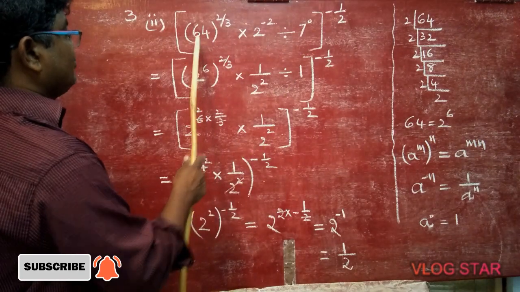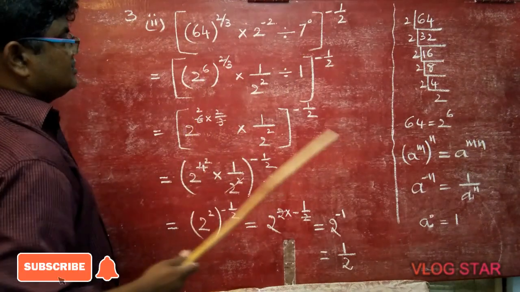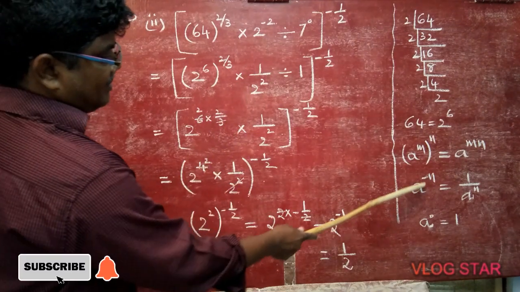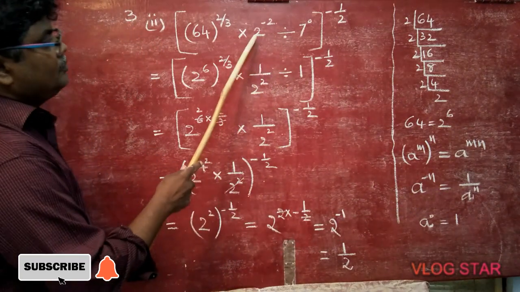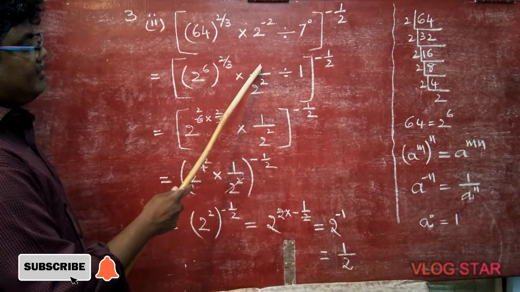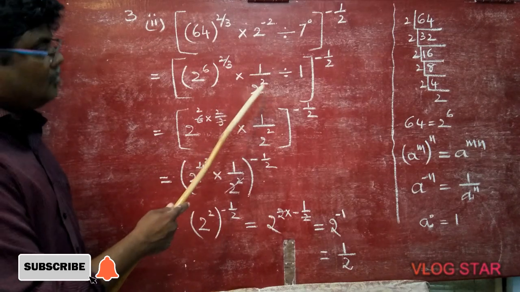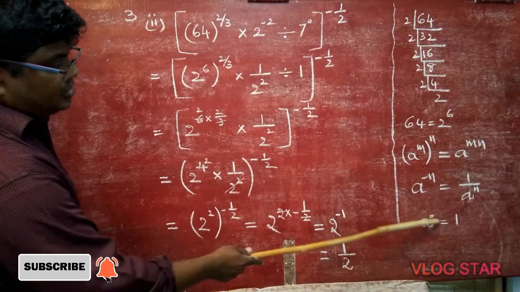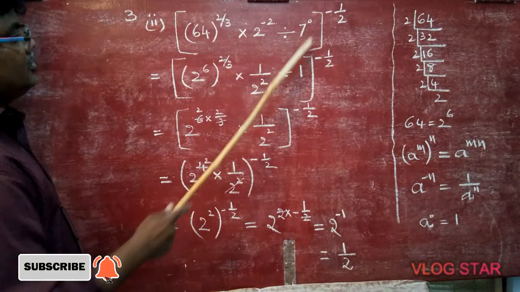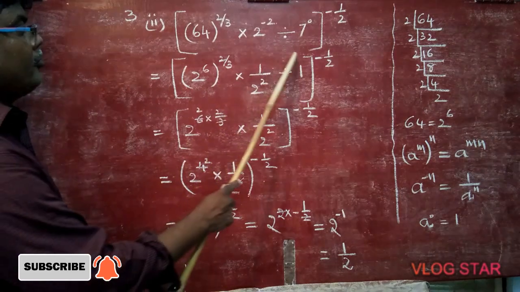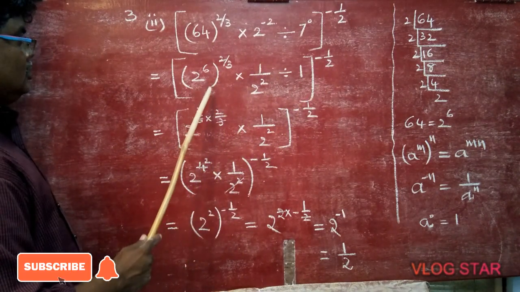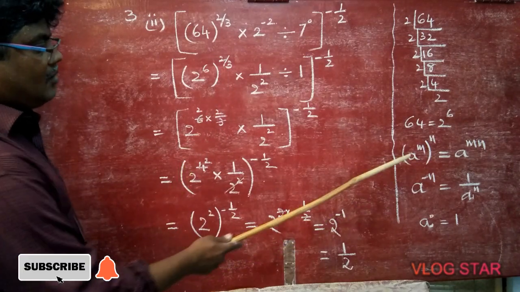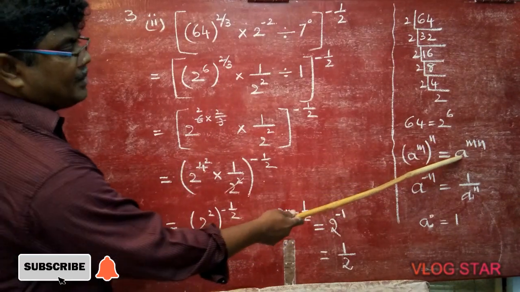So in the place of 64, replace (2^6)^(2/3). a to the power of minus n is equal to 1 by a to the power of n. So 2 to the power of minus 2, how can we write? 1 by 2 square, brought to the denominator. Divided by, it is in the form of a to the power of 0 is equal to 1, so 7 to the power of 0 is 1, whole to the power of minus half. Now it is in the form of (a^m)^n, which is a^(mn).